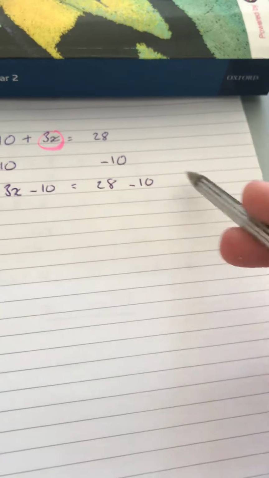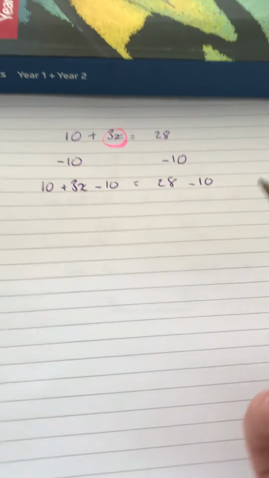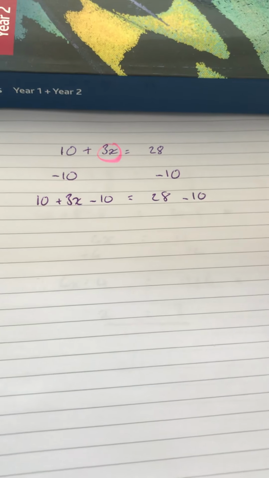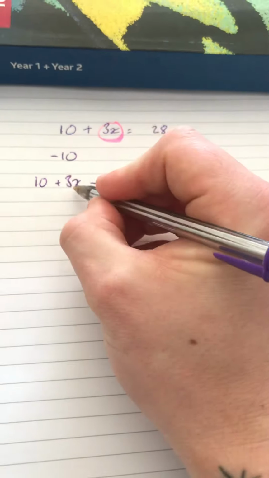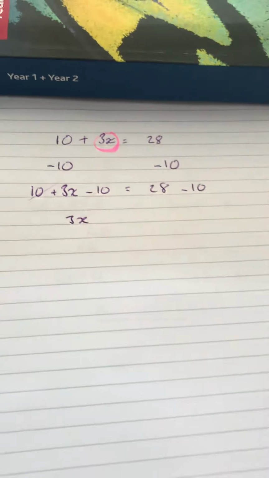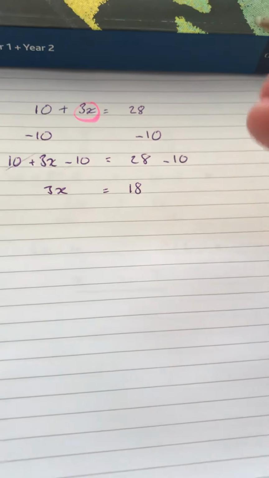Again, if you're confident, this is the line you don't need to write down. For those of you that are not confident, it's a good crutch, okay? It's a good kind of scaffolded line of working for you. 10 plus 3x take 10, they're just going to cancel because they're like terms. The 3x isn't going to be affected at all. 28 take 10 is 18.